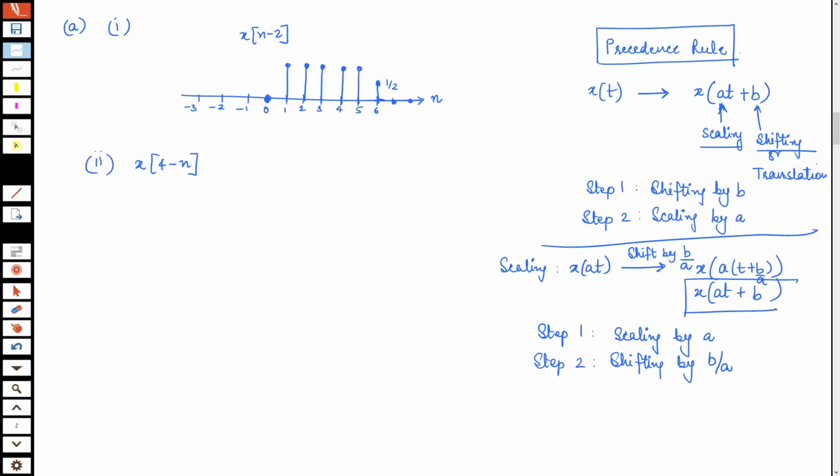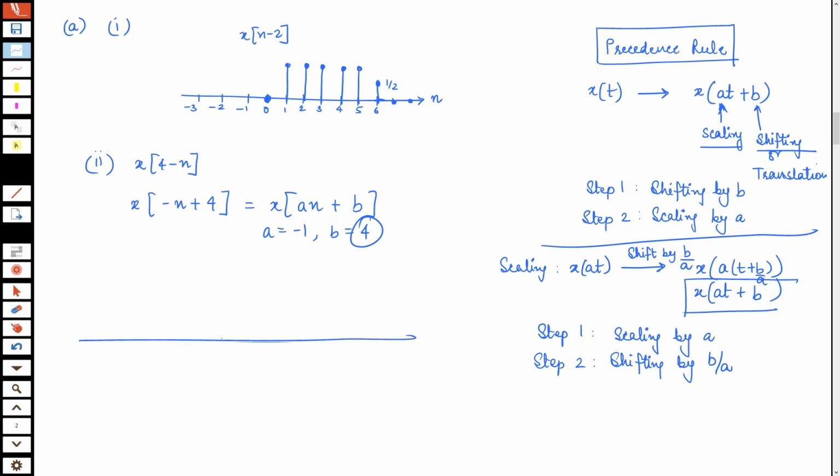Now, why did I mention this here? Because x of 4 minus n is of the form x of minus n plus 4. So this is like saying x of a n plus b, where a is equal to minus 1 and b is equal to 4, right? When the scaling factor is minus 1, this is also known as reflection. So it's a special case of scaling, which is reflection. Now, what should we do? We should first do a translation, that is shifting by an amount of 4, and then do scaling by minus 1, that is reflection.